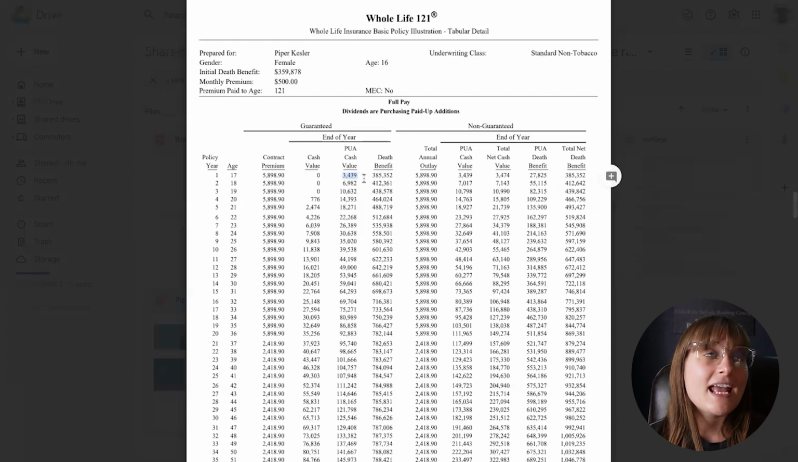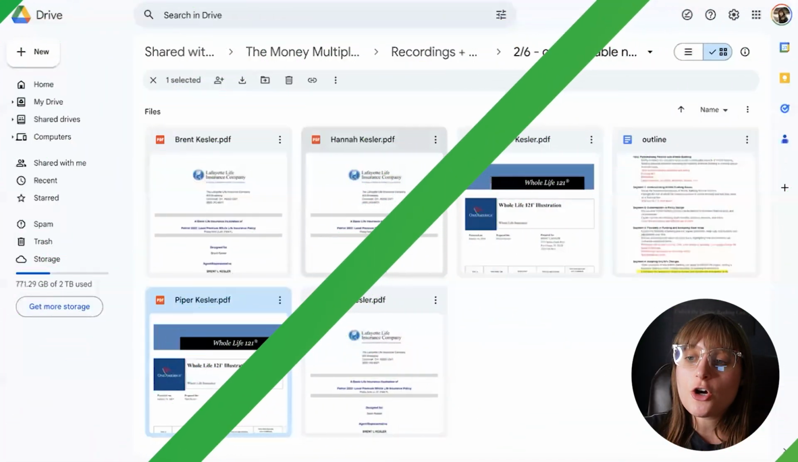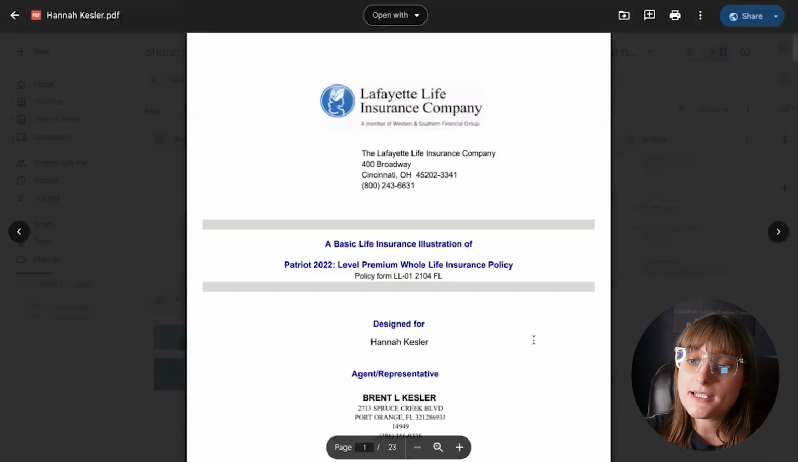So I'm not saying that you can't do the entire family at the same time, but if I had a preference, start with mom and dad first and then go to the downline of the children. Let's go to Hannah Kessler. And this is my example.